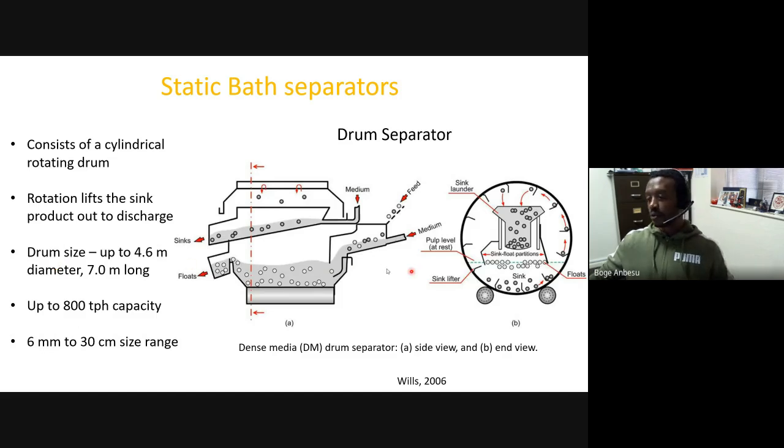Anyway, so the cylindrical rotating drum lifts particles to the top and discharges the sinks, and floats exit in a separate mechanism. For example, you could make the drum really large in size, up to 4.6 meters and about 7 meters long. Typically they run at about 400, 450 tons per hour, but you could have large ones that run at 800 tons per hour as well, and can be used to process large particles.